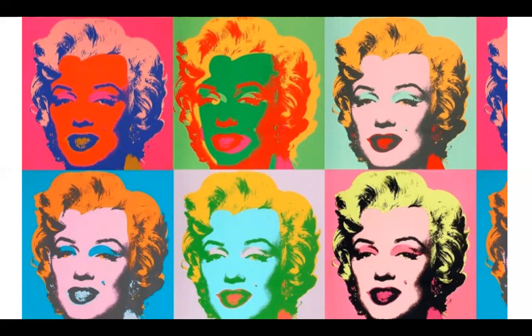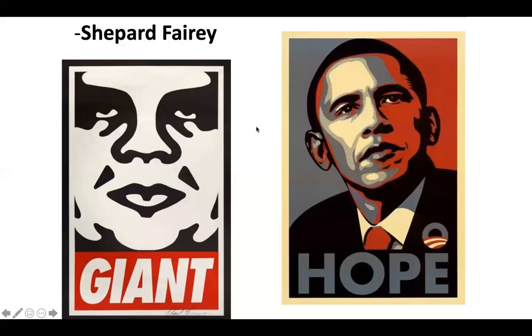A famous example is going to be by Andy Warhol. This Marilyn Monroe painting, or silkscreen print, sorry. Each shape or each color is its own shape. Nothing is blending.